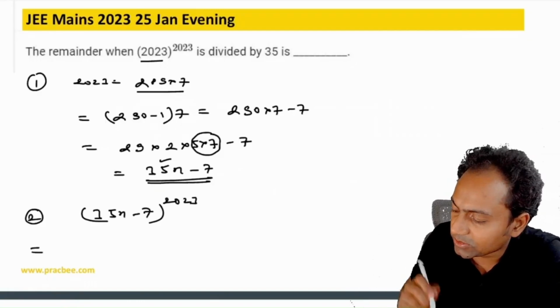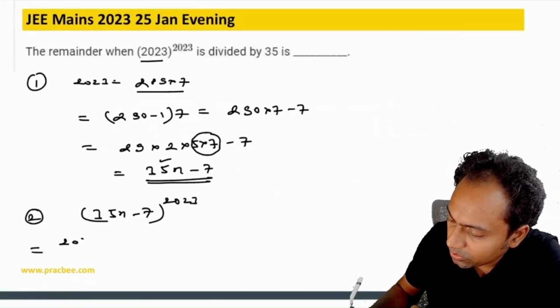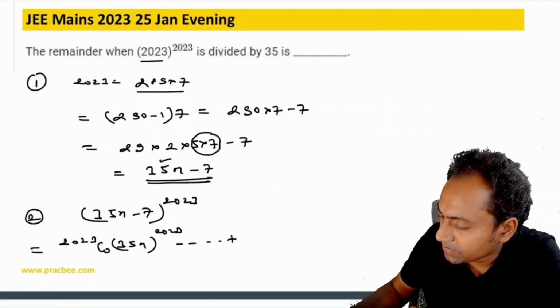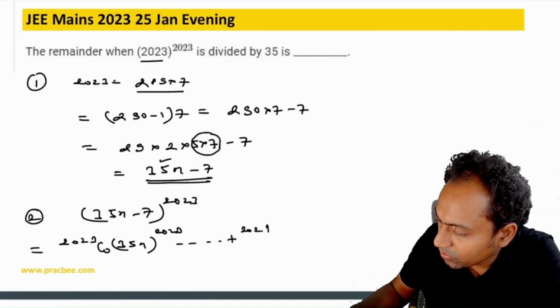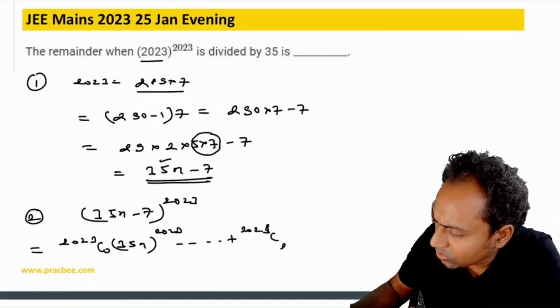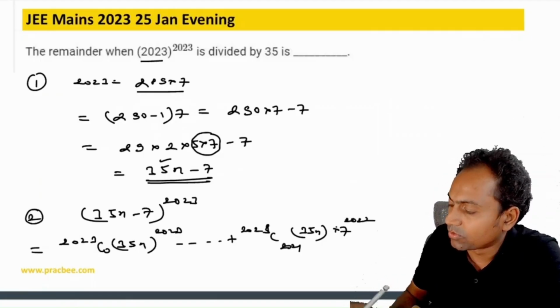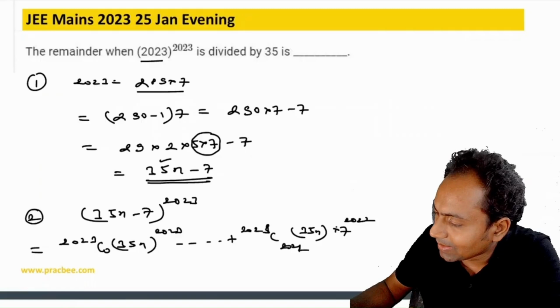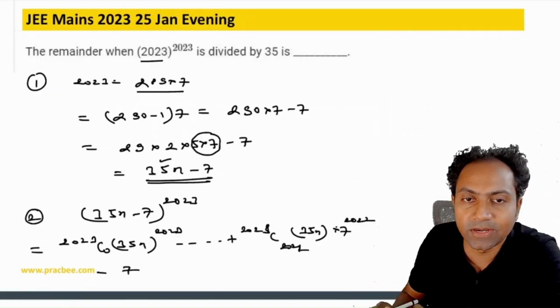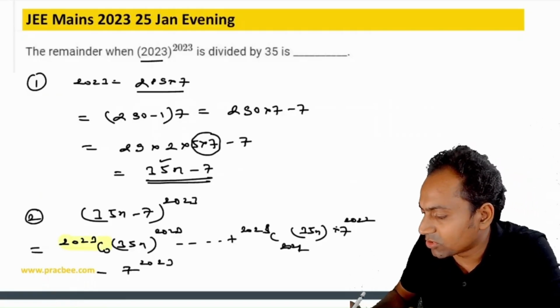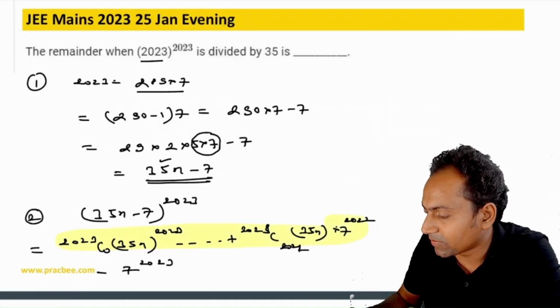So if I write the binomial expansion, what we will observe is 2023 C0 (35n) raised to the power 2023 will come. And we can write all the terms. The second last term is 2023 C2022 (35n) into 7 raised to the power 2022. And the last term is going to be nothing but minus 7 raised to the power 2023. Now the interesting thing is, each of these numbers has a 35 in it. So this is a multiple of 35.